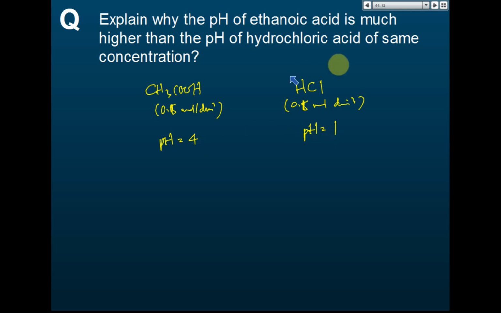So this one, strong acid, 100% ionized, so it has a lot of hydrogen ions, and therefore the pH is low. This one, weak acid, just partially ionized, and it has few hydrogen ions, and therefore the pH is high, okay? When you have few hydrogen ions, the pH is higher. When you have a lot of hydrogen ions, then the pH is low.